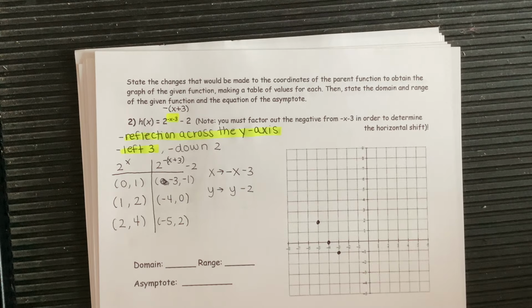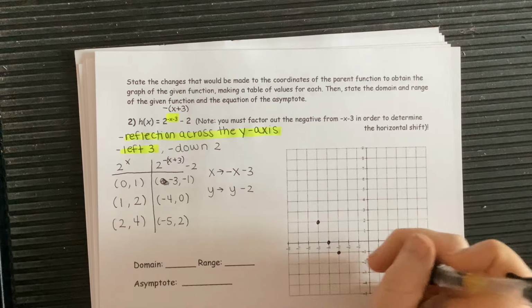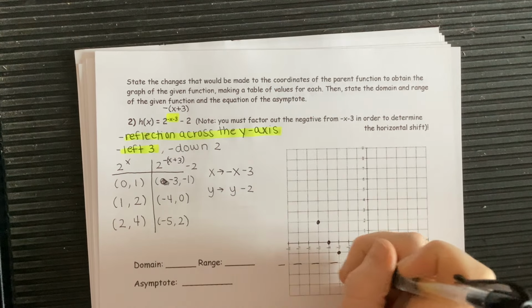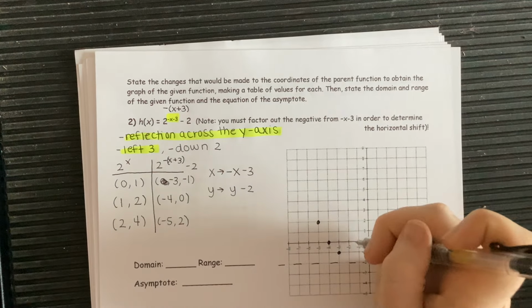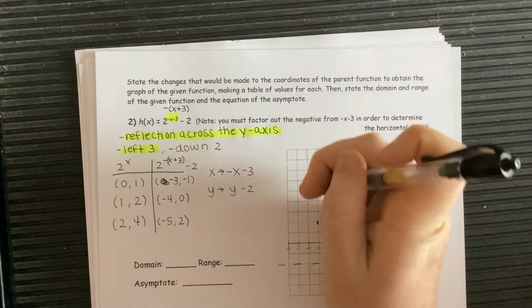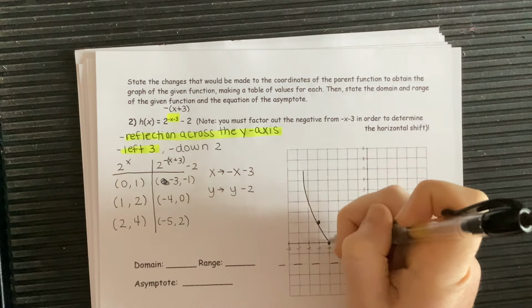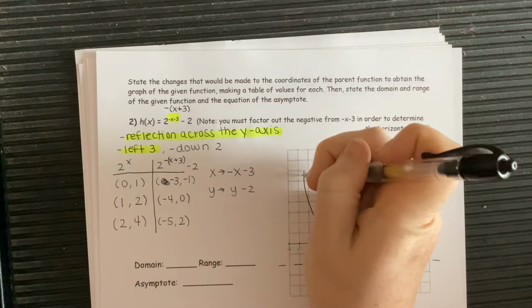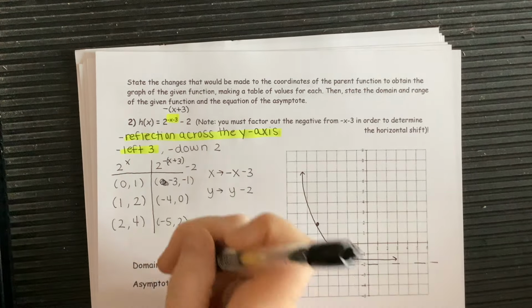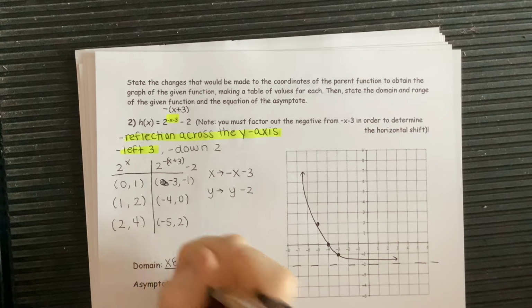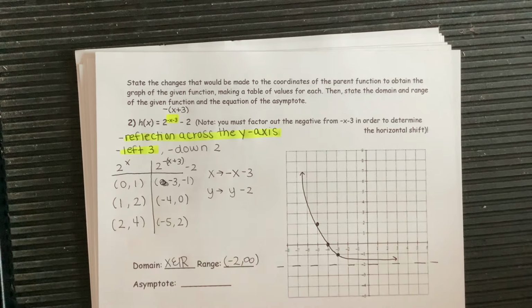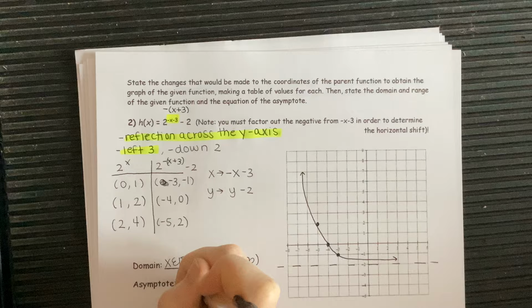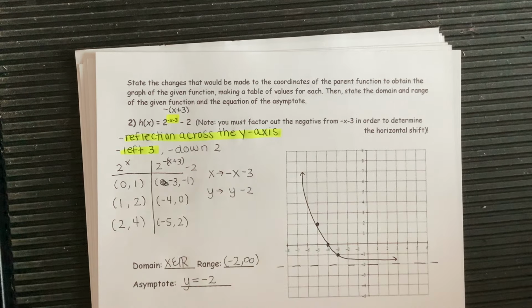Now, because we moved it down 2, your new horizontal asymptote is at negative 2, so it's down here. Instead of it building this way, we reflect it across the y-axis, so now it's going to come down this way, like this. What's your domain? All real numbers. What's your range? The lowest it goes is negative 2, up to infinity. Our asymptote is at y equals negative 2. That is a lot of information.